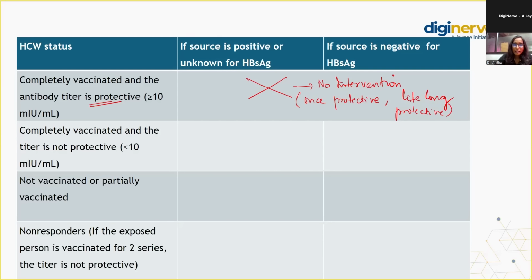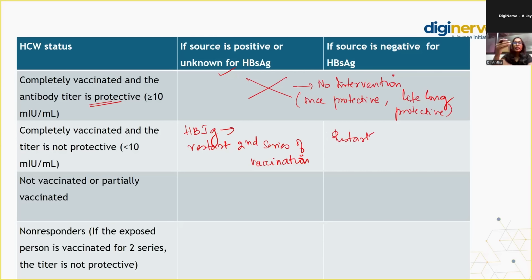Consider you're vaccinated, but your titer is less than 10. You're not protective and you have got a prick from an HBsAg positive patient. In such a case, you have to take immunoglobulin immediately or within 7 days, and you have to restart your second series of vaccination. If you have got a prick from a patient who is HBsAg negative, then no need to start immunoglobulins. Right away, you have to restart your vaccination.